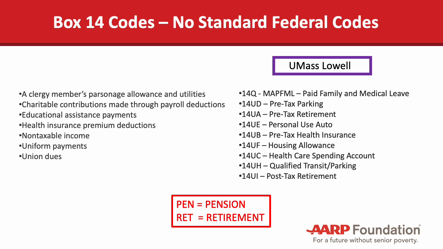Do, however, watch out for Box 14 code abbreviations like PEN or RET. They could stand for pension or retirement. Now, these indicate contributions to a pension or retirement plan. We'll learn about the potential impact on a tax return later, but just be aware that these codes may require additional analysis when preparing a return.